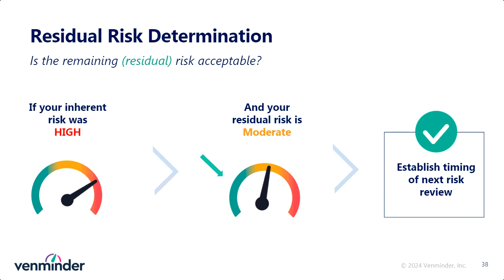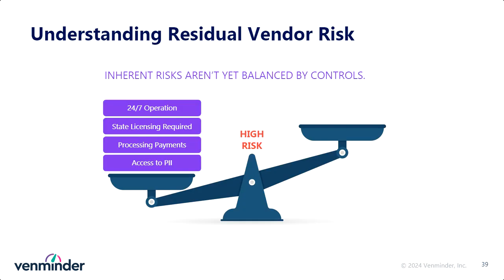This is another helpful visual that shows how inherent risk is unbalanced without any controls in place. So you might have a vendor that is inherently high risk because of factors like state licensing requirements or access to sensitive information. These risks occur regardless of any controls that you're going to apply, which I'll show on the next slide.